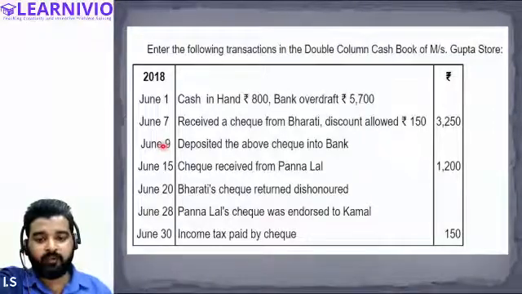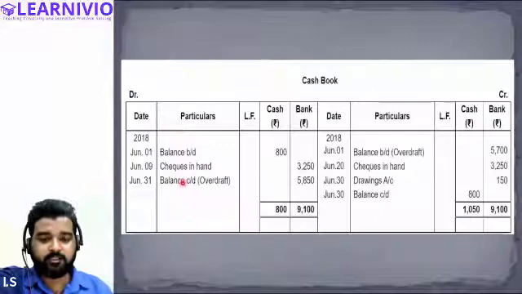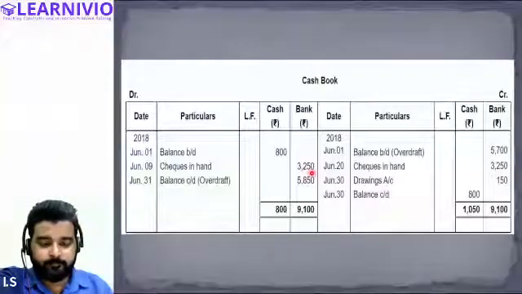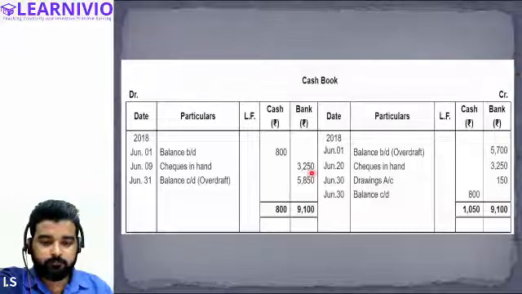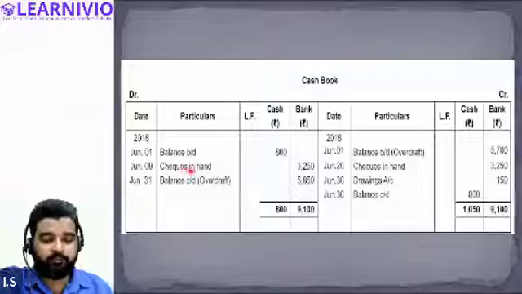So we will write it like this: check in hand to check in hand 3250. Sir, will we write it on the bank account or cash account? It will be the bank account, no? Where you deposit the check, it is deposited into the bank account. So it will raise your overall bank balance by 3,250 rupees.